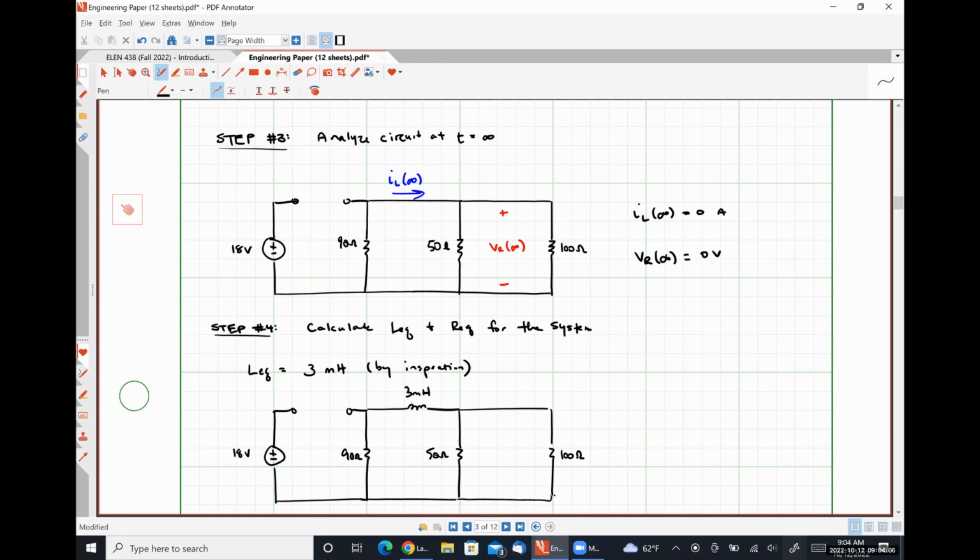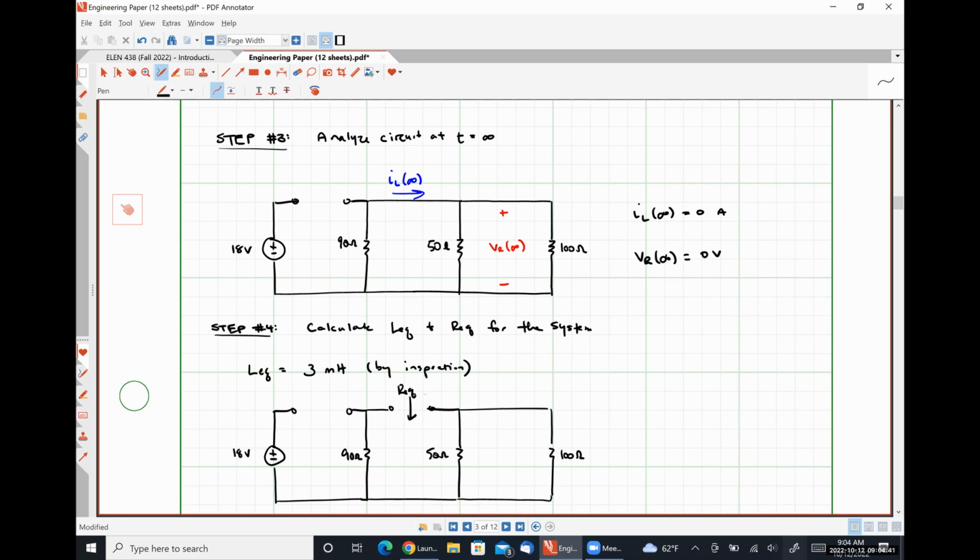So during the transient condition, our switch is open, we have everything here, okay? We're trying to find the equivalent resistance from the perspective of the inductor, which means we remove the inductor from the circuit and we're looking in through the terminals where the inductor was. So I take my inductor out, like so, and I'm looking in through here.